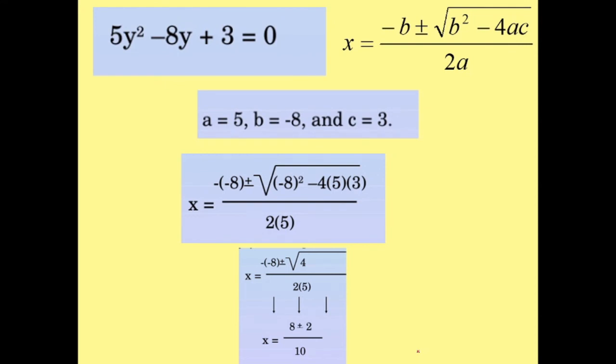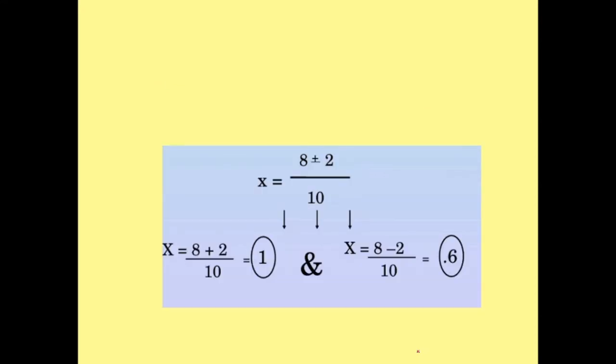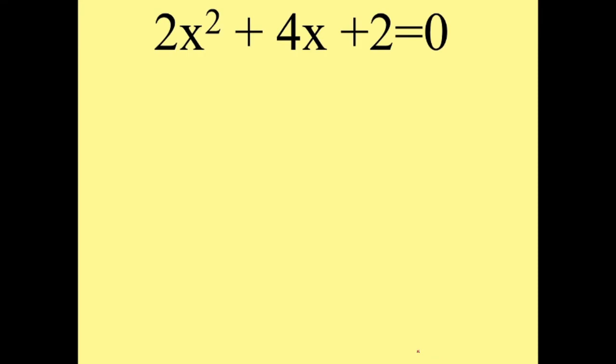So I've got 8 plus or minus 2 divided by 10. Okay, so my answer is going to be 10 divided by 10, which is 1, or 6 divided by 10, which is 0.6. You can leave them as fractions if you want as well. Okay. I've got a few more examples. This one here.